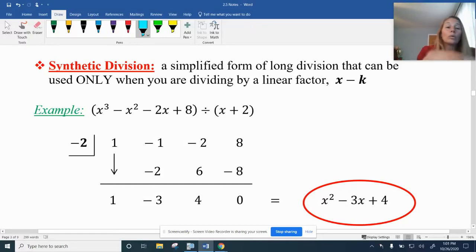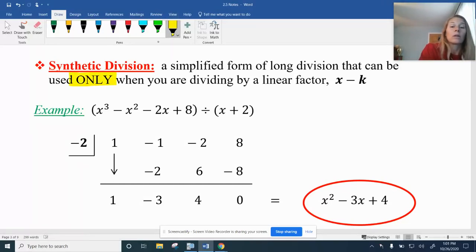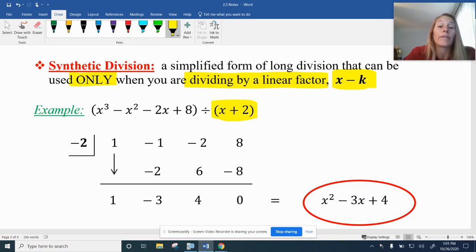However, you can only use it when you're dividing by a linear factor in the form of x minus k. So you have to have just x plus or minus some other constant value. That's the only type of factor that you can use the synthetic division for. So for example, this would be a polynomial division problem that we could use synthetic division for because my factor is just a simple linear factor.